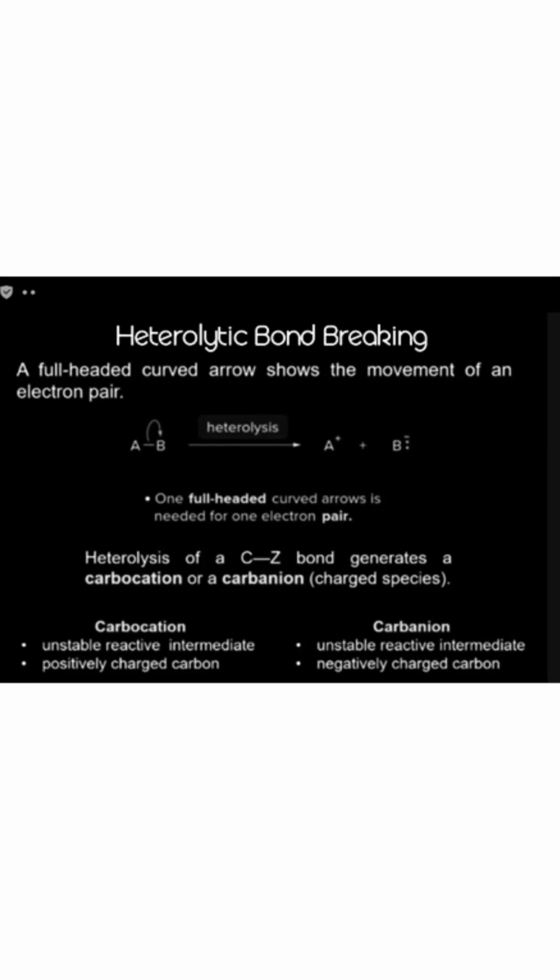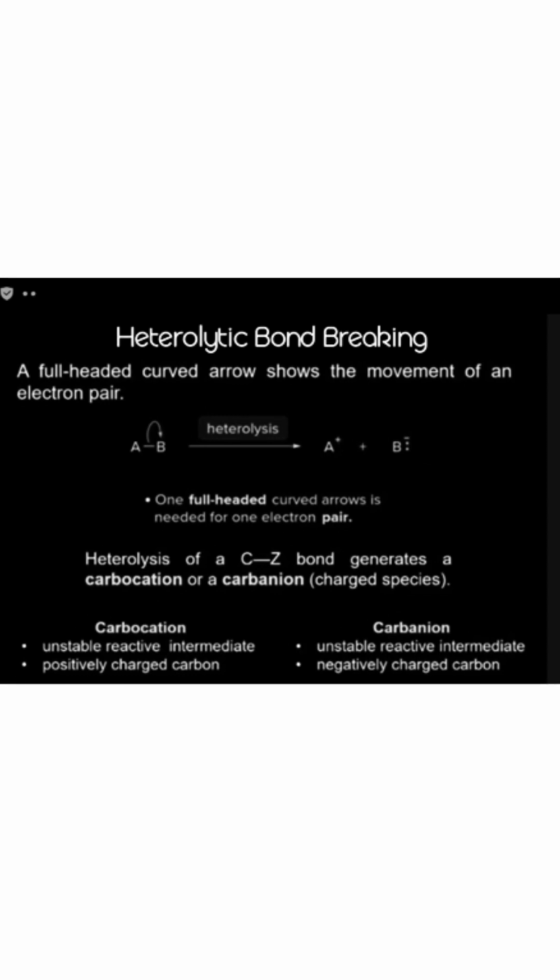Here also we have the concept of carbocation and carbanion. These are both unstable reaction intermediates, but the main difference is that a carbocation is a positively charged carbon and a carbanion is a negatively charged carbon. Those are the important reactive intermediates. And let's come towards more about the reactive intermediates from heterolytic bond breaking.